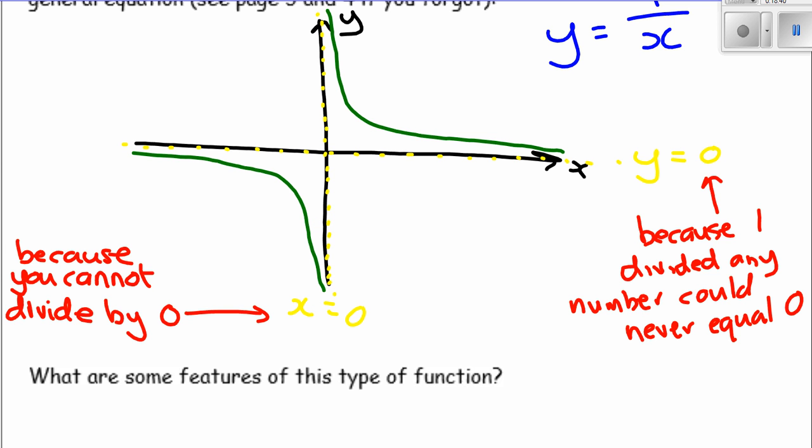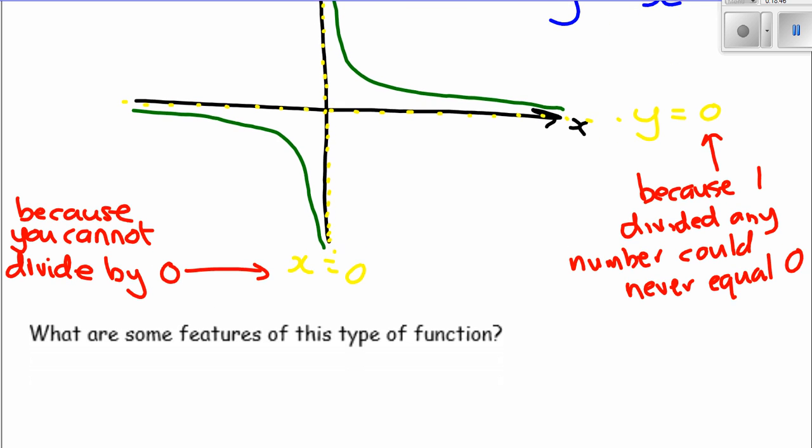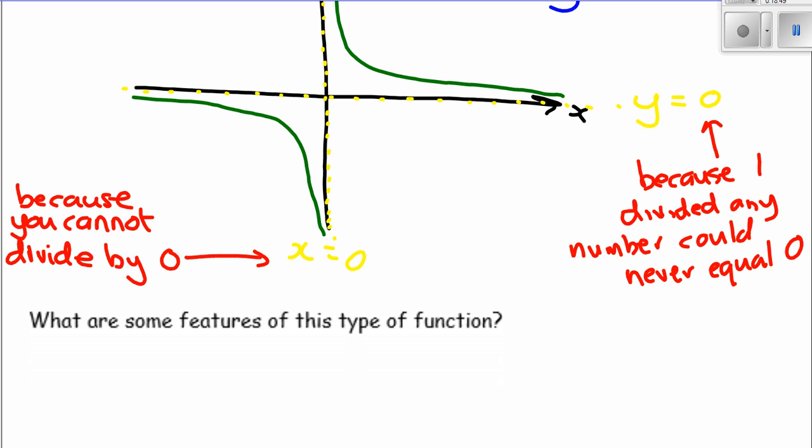So what are the features of this type of function? Something you might want to say is they have vertical and horizontal asymptotes. It has a vertical and a horizontal asymptote. And if you've written the reasons, you don't need to say why again.